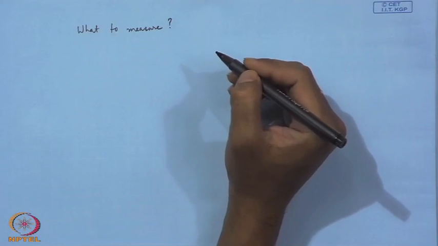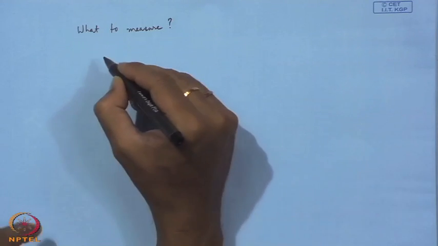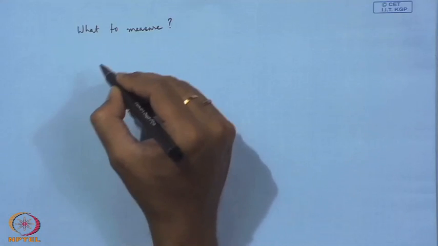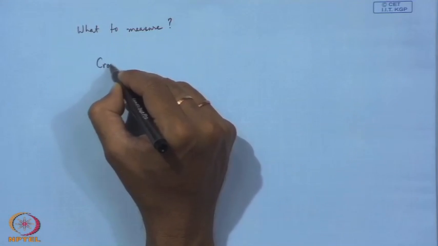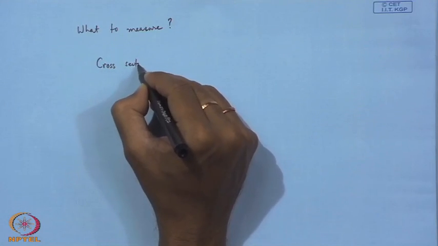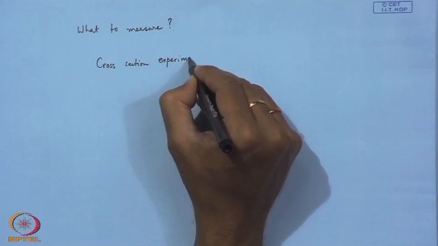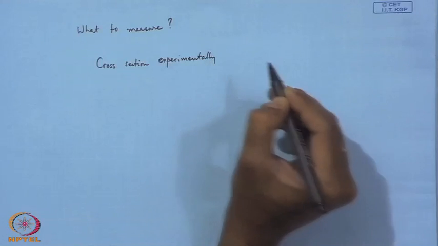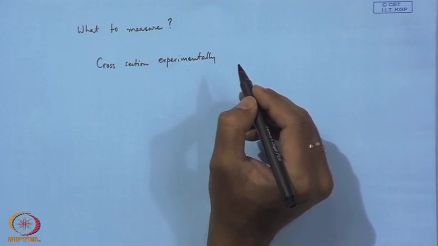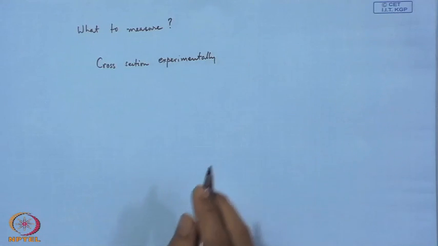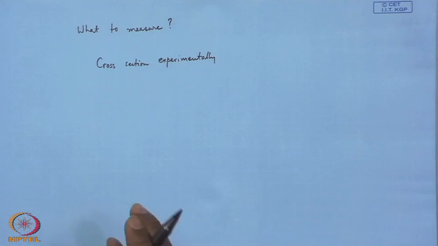Now, we want to measure the cross section experimentally, the reaction cross section. Now, reaction cross section may be regarded as an effective target area for the reaction to occur. Okay. It is the effective target area.